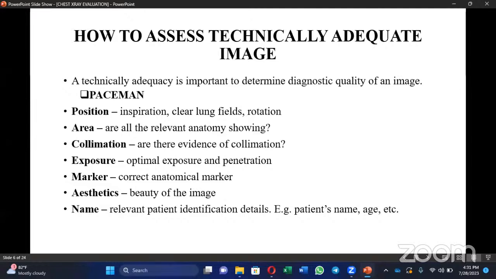Because of the post-processes that we do to our images before we print them out, we clear or cut off those evidences or white areas of collimation away. So you don't usually see them.